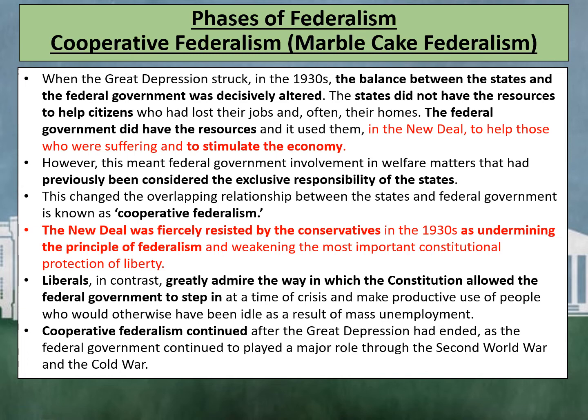Notwithstanding the clear need to help those who were in no position to help themselves, the New Deal was fiercely resisted by the Conservatives in the 1930s, as it was seen as undermining the principle of federalism and weakening the most important constitutional protection of liberty. Even in the 21st century, some Conservatives regard the New Deal as the start of a slippery slope, leading to ever greater government and consequently reduced freedom. Liberals, in contrast, greatly admire the way in which the Constitution allowed the federal government to step in at a time of crisis and make productive use of labor that would otherwise have been idle as a result of mass unemployment. Cooperative federalism continued after the Great Depression had ended, as the federal government continued to play a major role through the Second World War and the Cold War.